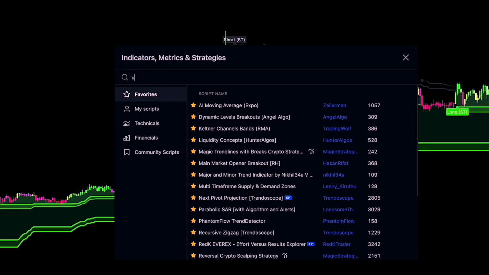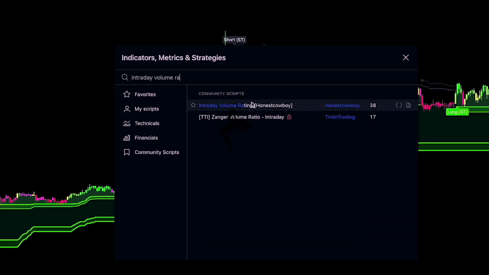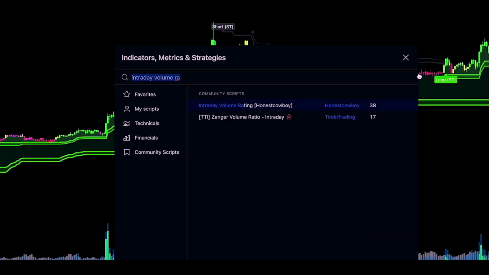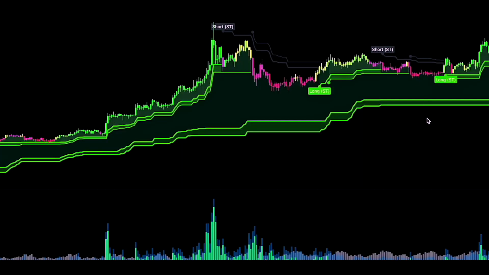Now, add the Intraday Volume Rating by this amazing author. Big shout out to all the authors, by the way. This indicator gives a much clearer picture of what volume is actually saying on intraday charts.